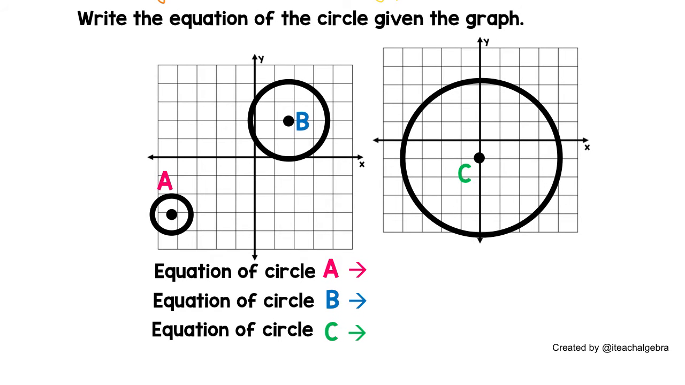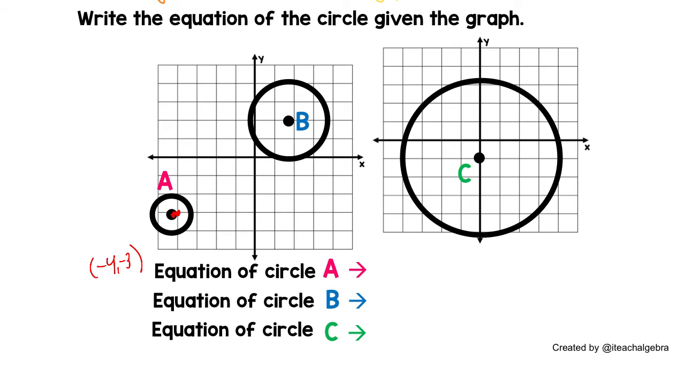Next part, write the equation of the circle given the graph. Same idea. All we have to do now is find out what the equations are. All right, circle A. Let's find the equations for this. We're going to assume this center is actually right there. So this coordinate point is 1, 2, 3, 4, so -4. And 1, 2, 3 down, -3.